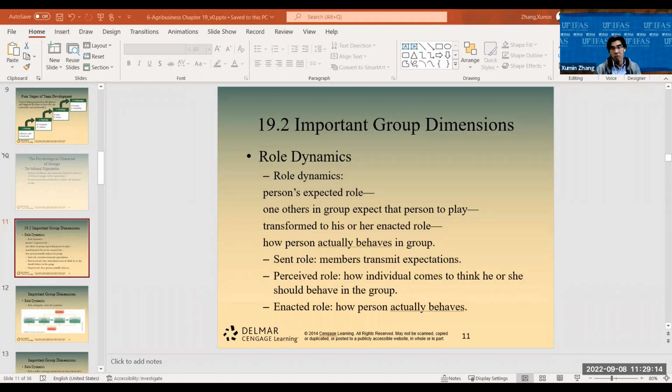I would like to define the roles first, but let's go through this role dynamic. You have the expected role to play. Through your behavior, you show the role you want. Others want you to play a role. Either they tell you what to do or what role to play, or they send the signal. This is what we call the sent role. They transfer their expectation to you. But then the perceived role is what role you think they want you to play. And the last one is the enacted role. This is your actual behavior, what role you really play.